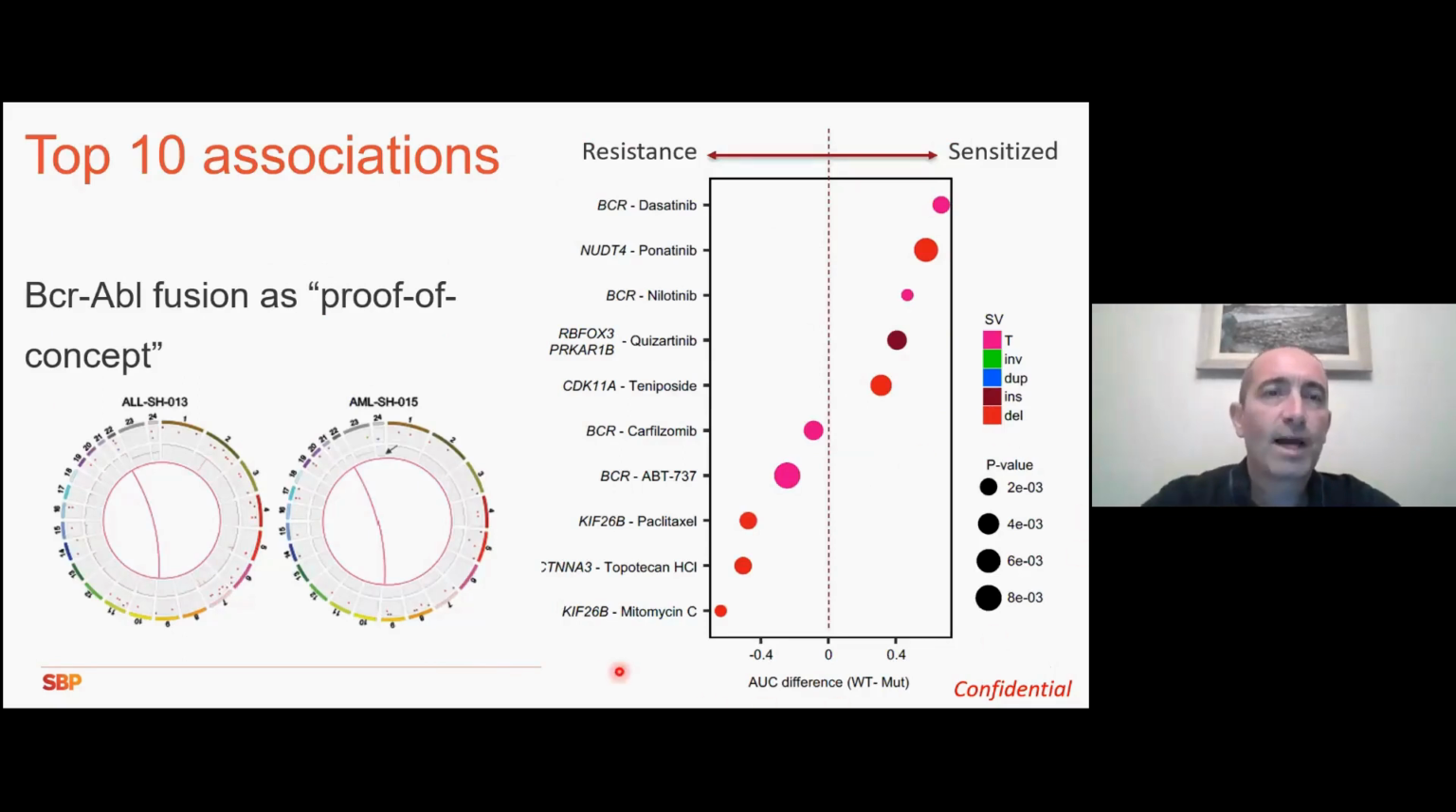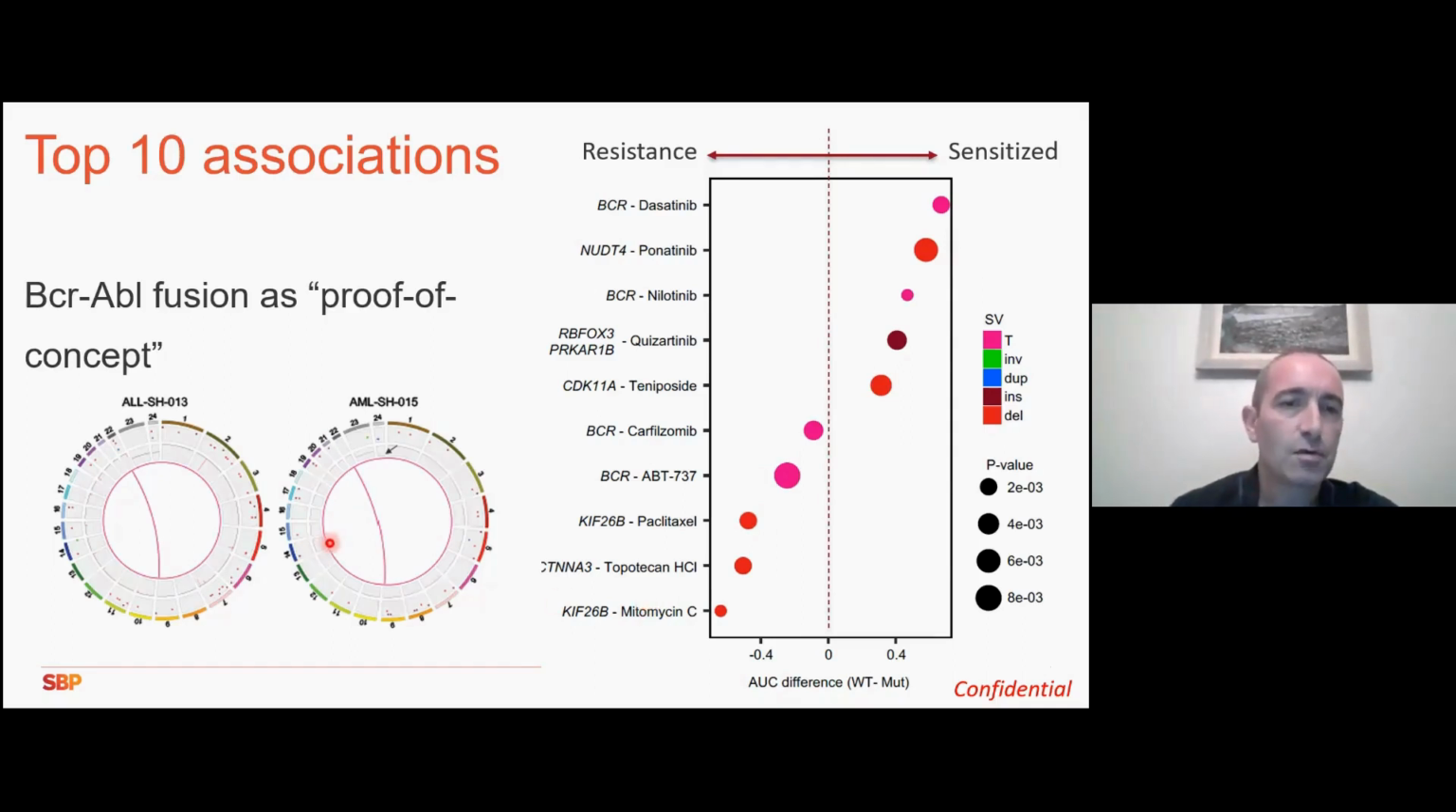This is just another way of showing our top associations. In this waterfall plot here, we see the top 5 structural variant drug associations that sensitize to the drugs. And on the other side, the top 5 structural variants that are associated with resistance. And as you can see, BCR-ABL translocations are involved in sensitization to some drugs, but resistance to others. So we chose this BCR-ABL fusion as our proof of concept.